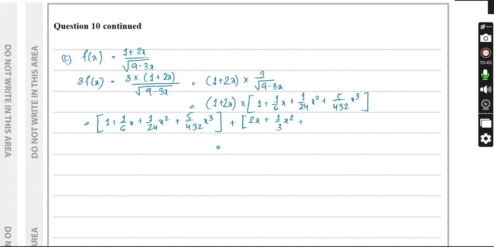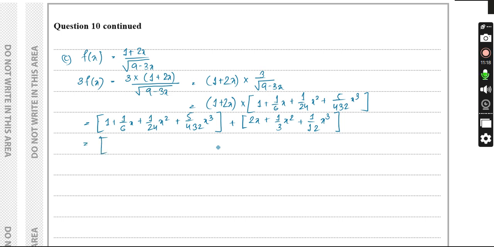And 2x multiplied by 1 by 24x squared would be 1 by 12 x cubed. Sorry, 1 by 24x squared multiplied by 2x is 1 by 12x cubed. The powers are added, so x to the power 2 and x to the power 1, so 2 plus 1 is 3. And we have been asked to expand till we get x to the power 3.